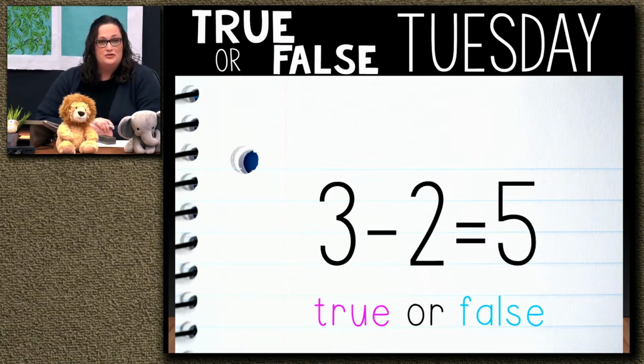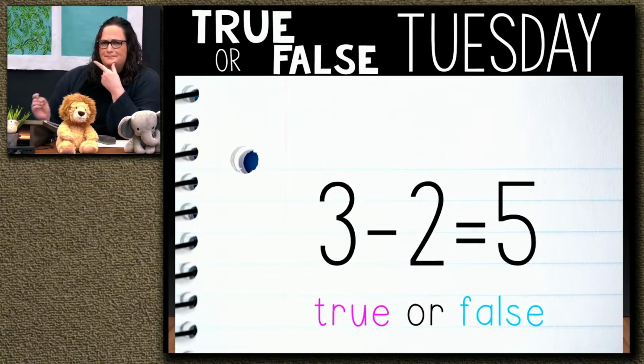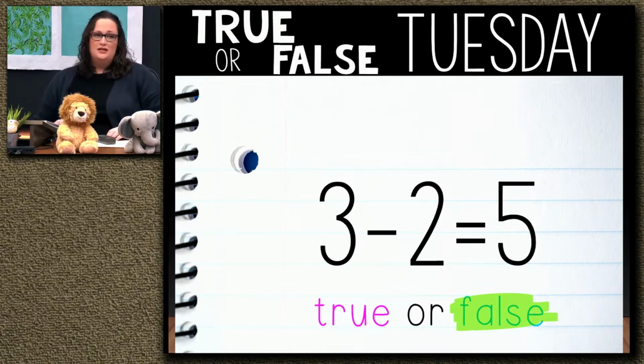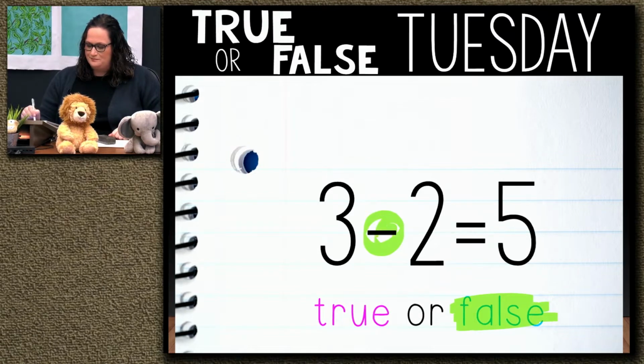Is this true or false? No, it's false. If I have 3 and I take 2 away, I'm not going to get 5. Here's a trick. If you're subtracting and your whole is less than the number you ended with, you did it wrong.